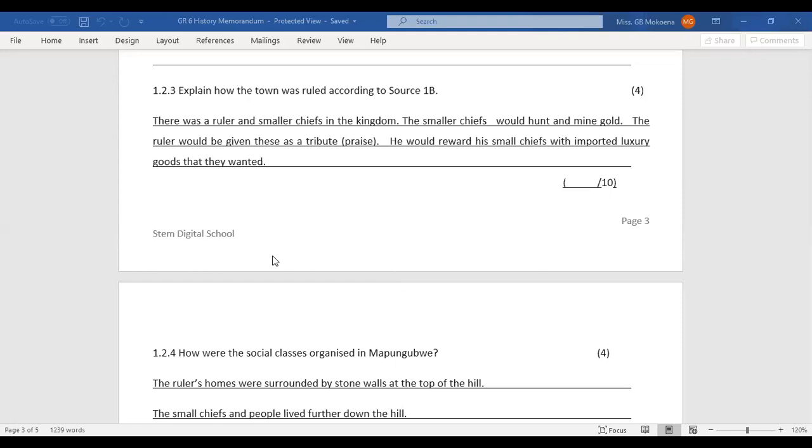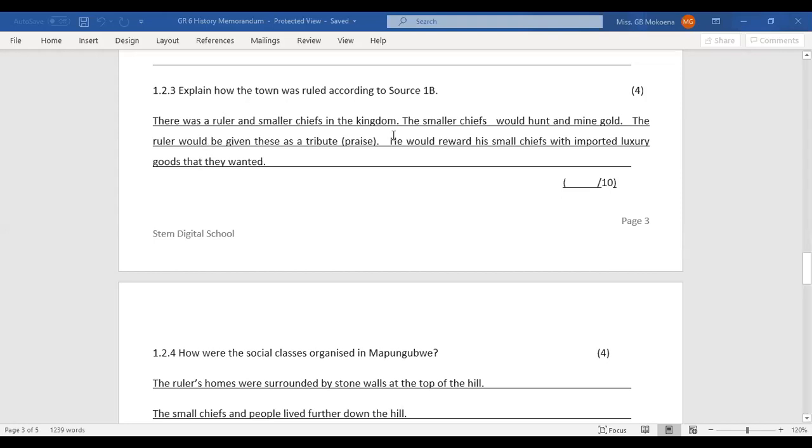Ma'am, my answer was it was ruled by the king who was a clever man and he gained control of gold and ivory. Okay, yes, yes. Cool, that's correct. Mark yourself right.